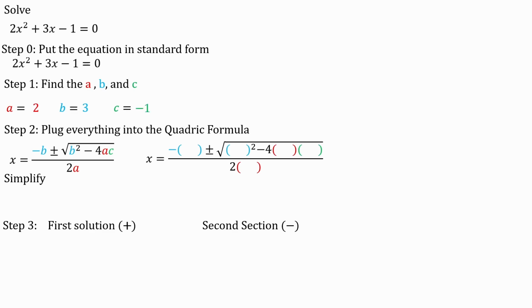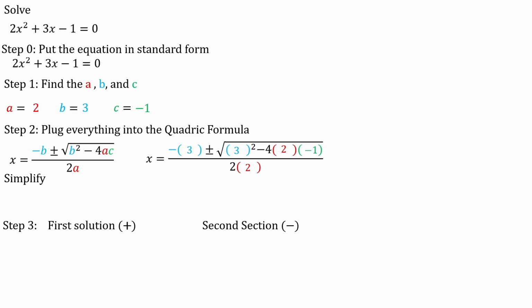We can now plug it into the quadratic formula, which is displayed right there. So it is going to be x is equal to negative 3 plus and minus radical 3 squared minus 4 times 2 times negative 1, that all over 2 times 2.